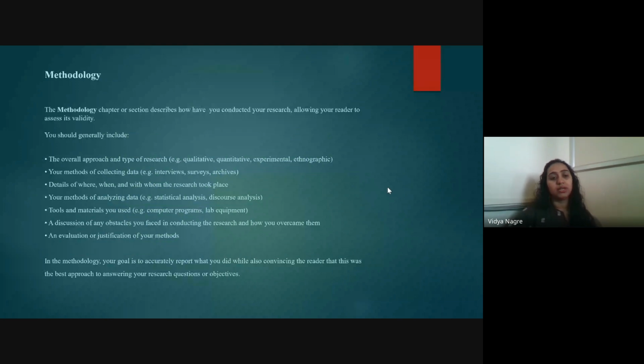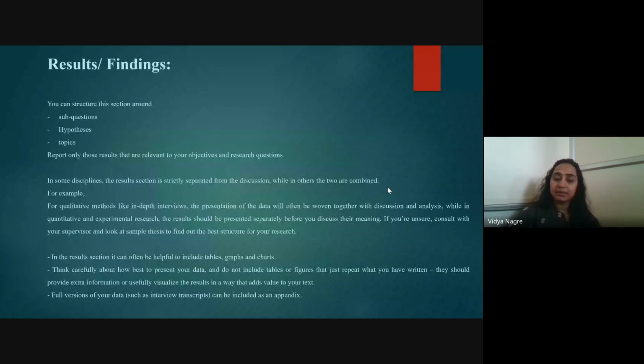Then comes research and findings, in which you have to talk about the major problem statement, hypothesis, and how you are going to address your question. For example, for a qualitative method like in-depth interviews, the presentation of the data will often be woven together with discussion and analysis. While in quantitative experimental research, the results should be presented separately before you discuss them. If you are unsure, consult your supervisor and look at sample theses altogether.